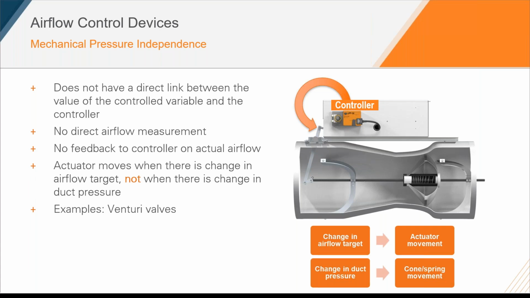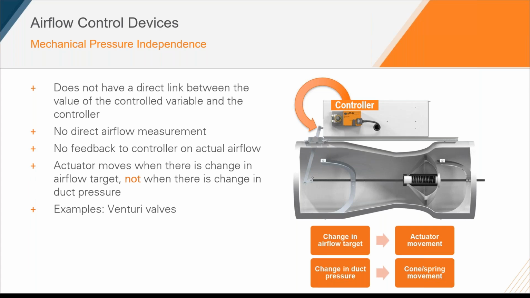Because of that decoupling of pressure and airflow, what you're going to see with a mechanical pressure independent valve is that your actuator is only moving when there's a change in your airflow target, not when there's a change in your duct pressure. In this example on the left side, we have a venturi valve, which is a mechanically pressure independent valve. Whenever there's a change in airflow target, we expect the actuator to move. When there's a change in duct pressure, we expect the cone spring to move.